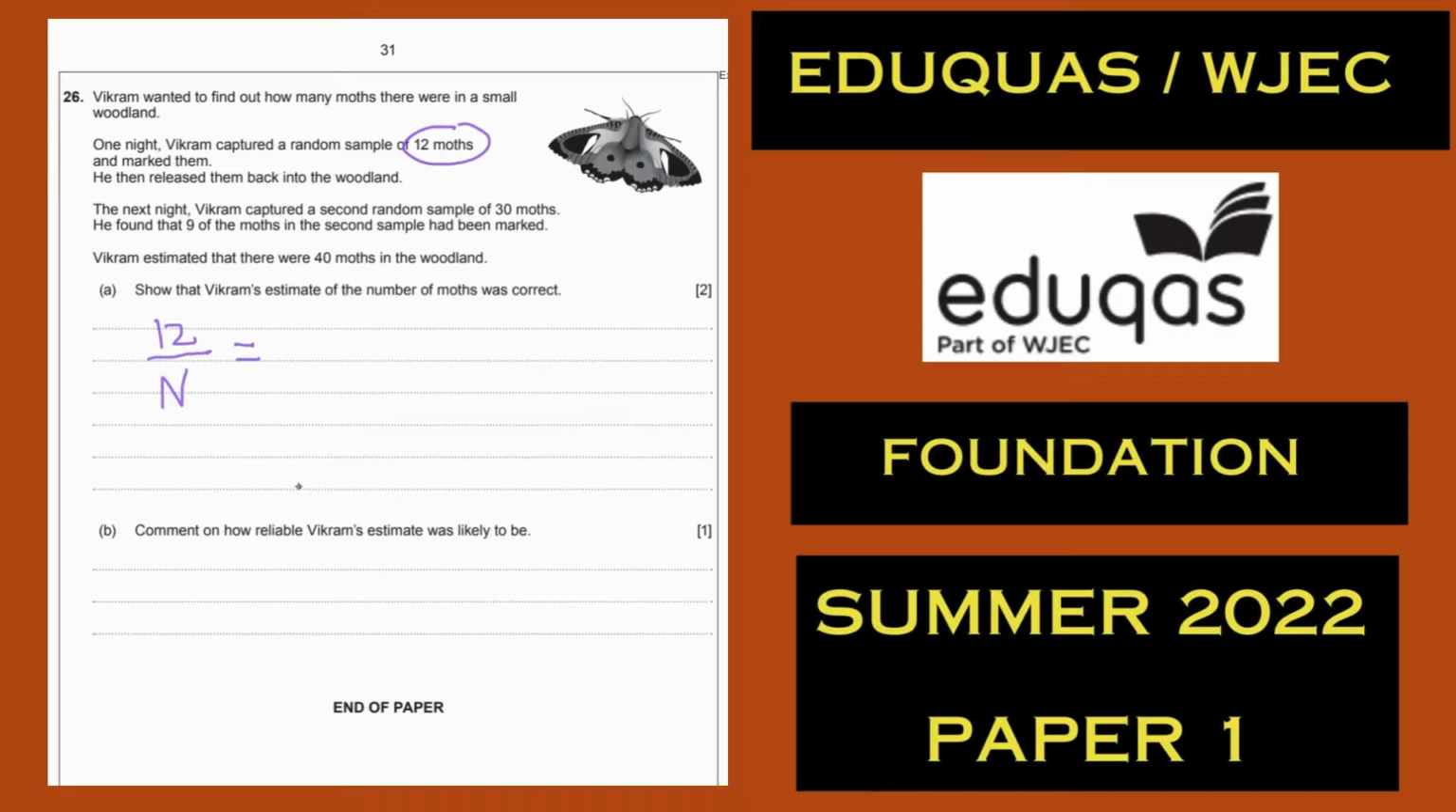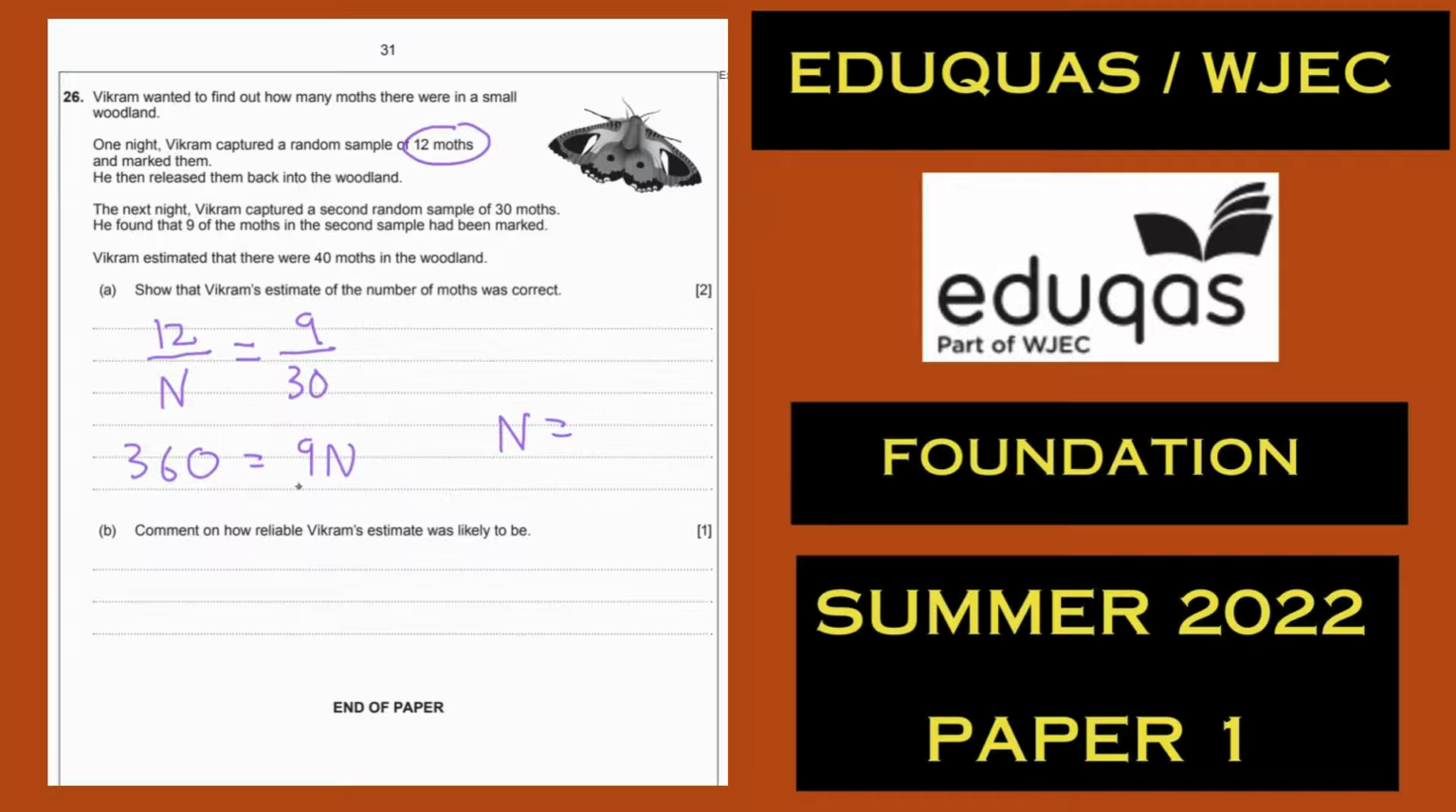The second night, he recaptured a population of 30, of which 9 were marked. That's how I do capture-recapture. And how do I work it out from there? Algebra. Let's multiply both sides by 30, whilst multiplying both sides by n. The right-hand side becomes 9n. 12 times 30 is 12 threes. Stick a naught on, and I find my n.